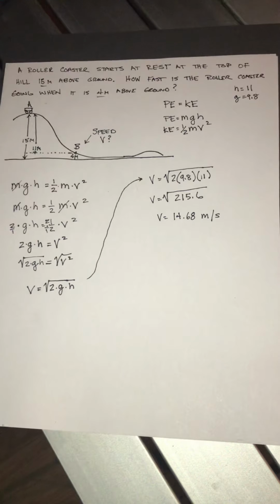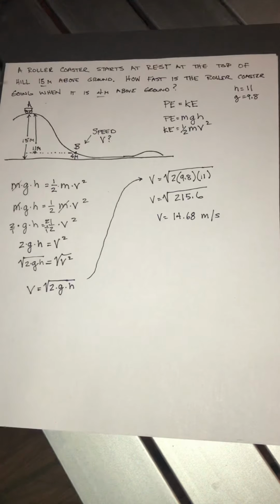Okay, Carmen, I'm going to attempt to give you a physics lesson. Hopefully, I don't get the answer wrong this time. You asked me: a roller coaster starts at rest at the top of a hill 15 meters above ground. How fast is the roller coaster going when it is 4 meters above ground?